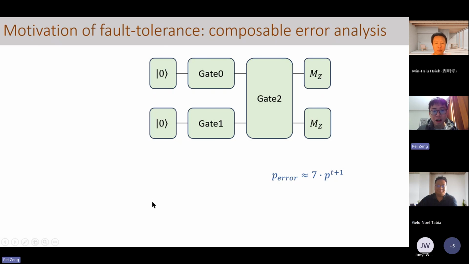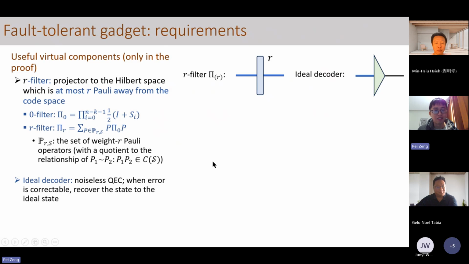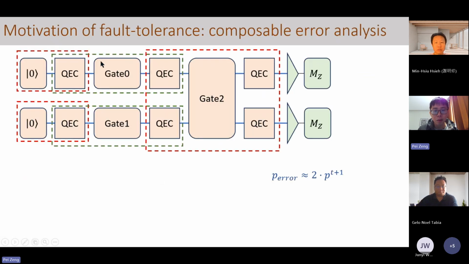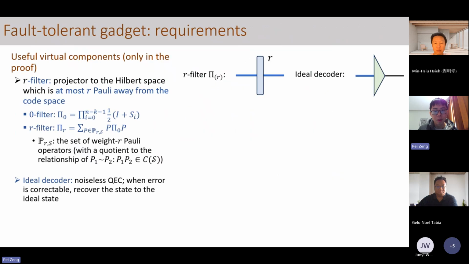Okay. So there's one more slide I want to show about the former old story. Usually, to construct these gadgets, people introduce fault-tolerant gadgets. Fault-tolerant gadgets are based on an ideal definition of the filter and the decoder. I guess you have seen similar things maybe in last week's talk, so I don't want to mention too much.